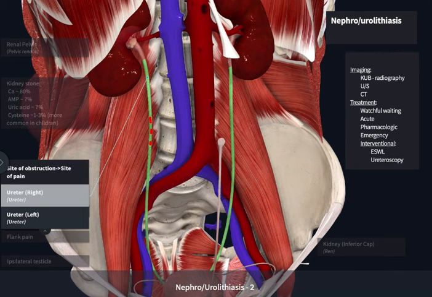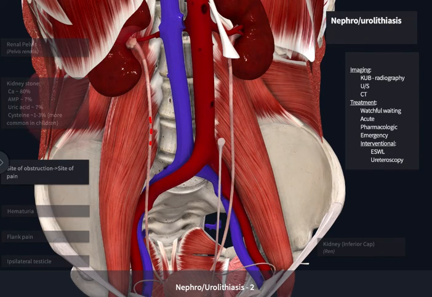Both tamsulosin or Flomax and nifedipine have been shown to increase the likelihood of stone passage, with Flomax showing slightly better results. Patients should be instructed to strain their urine for several days and bring in any stone that passes for analysis. This will enable the clinician to better plan preventative therapy.